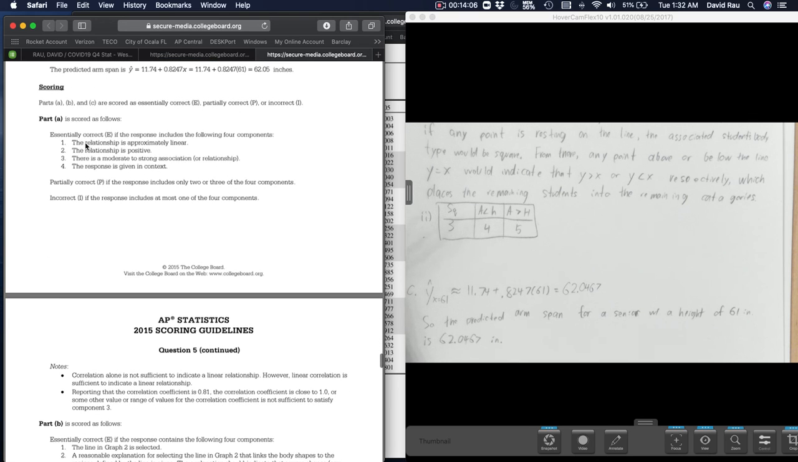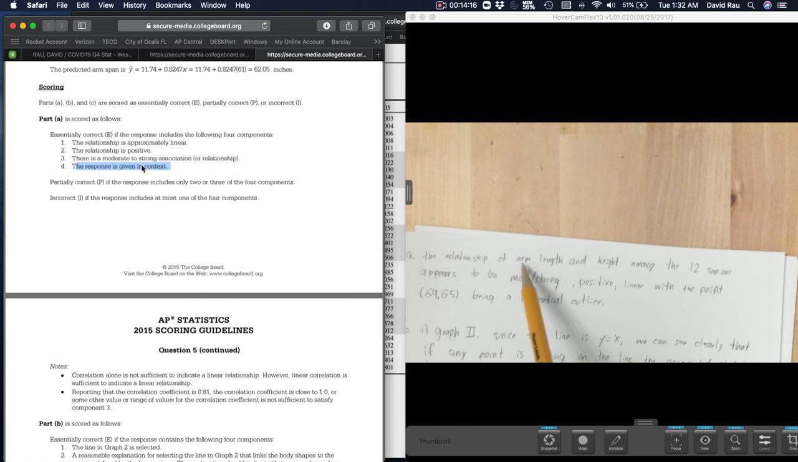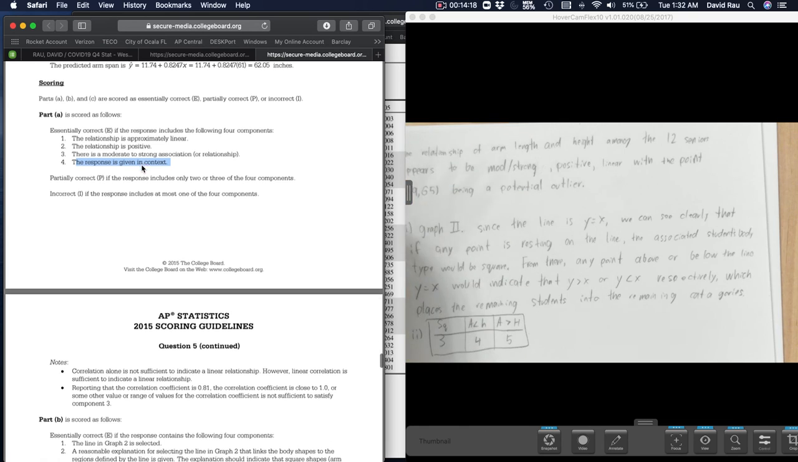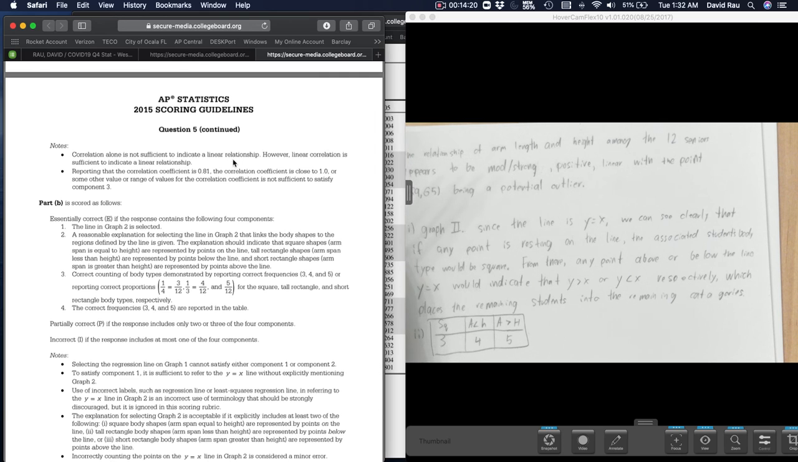So the way you got your E here is by approximately linear, positive, moderately strong, and given context. So I did get context. Ooh, oh goodness. That was close. And they actually didn't say anything about potential outliers, so there you go. I would say either say it or don't. I don't think it's going to hurt you in this case.